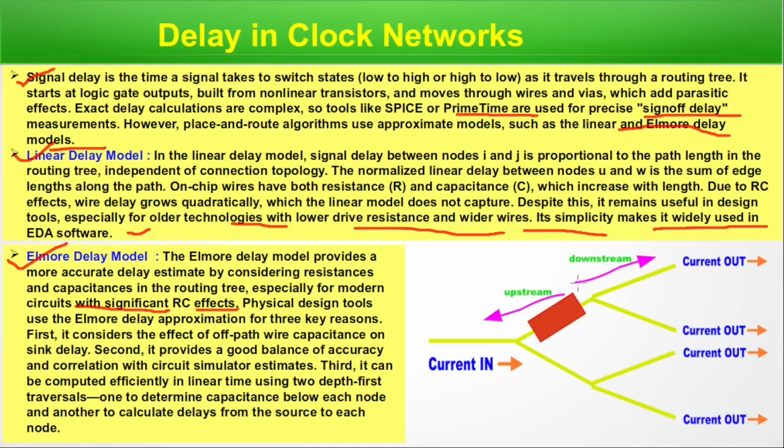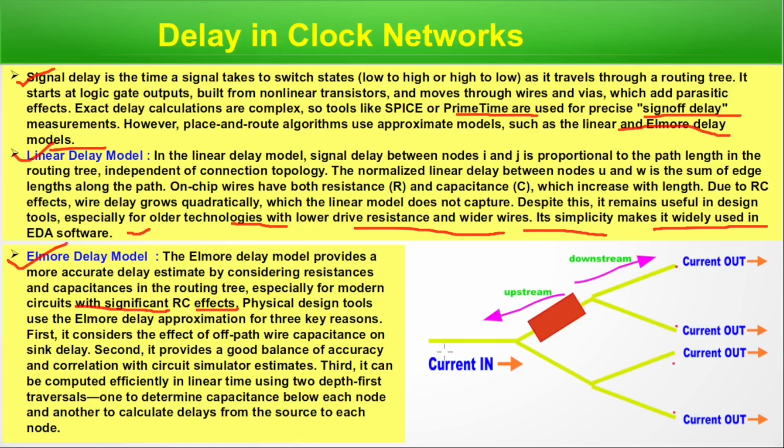It's considered downstream and upstream. These are the leaves of the tree. Current flows from this direction to that direction and out this way. The calculation we have already discussed in detail in our interconnect series. The link is provided in the description. You can take a look if you want a reference for the Elmore delay model.